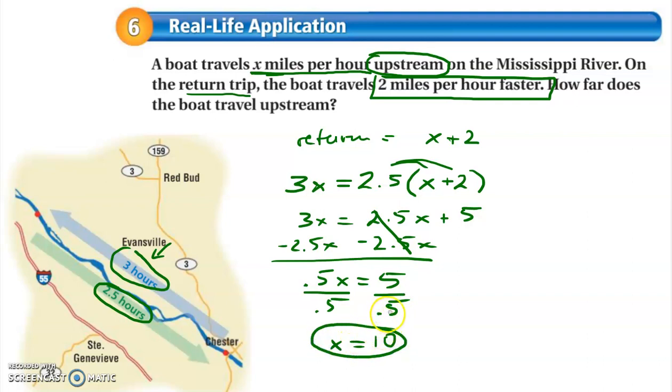All right. So the boat travels 10 miles per hour for 3 hours upstream. The question was, how far do you go upstream? X is miles per hour, so 10 miles per hour upstream for 3 hours. That's 3 times 10 miles per hour. That means it goes 30 miles. 30 miles would be the answer here.